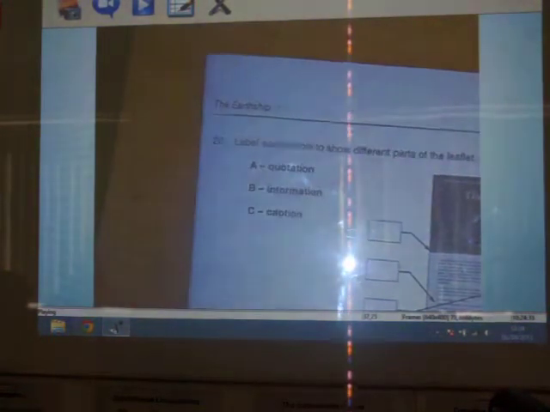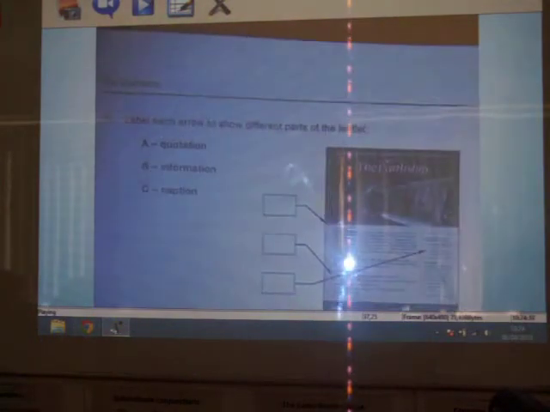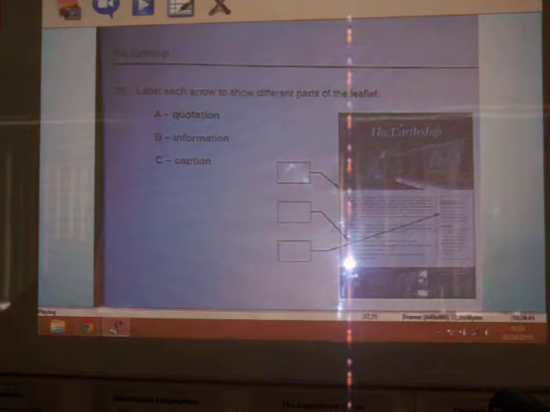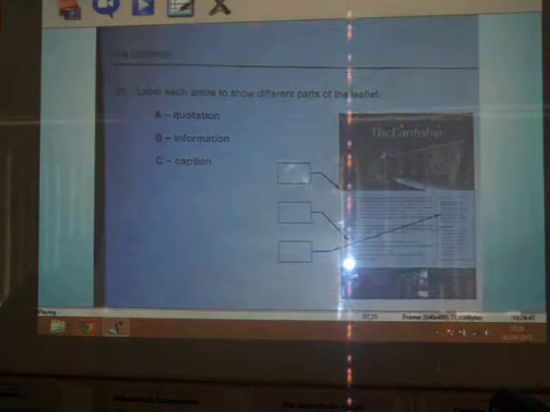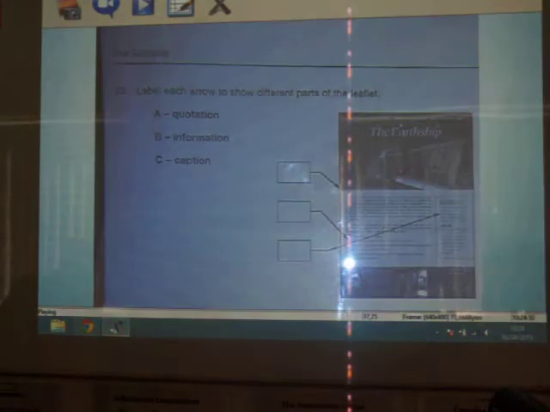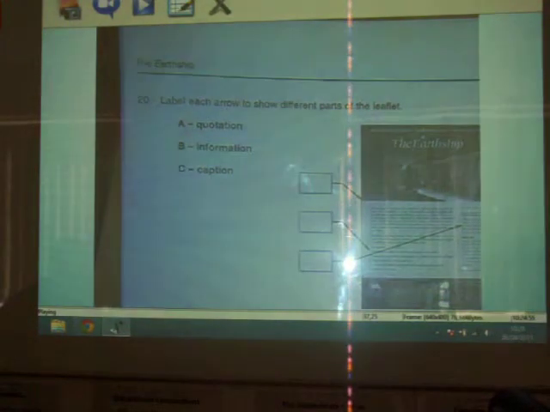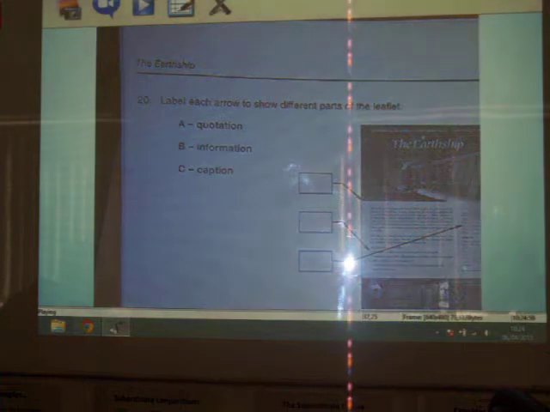Question number 20 goes, label each arrow to show different parts of the leaflet. A quotation, B information, C caption. Okay, this should be nice and straightforward. Mr. Yusuf, I'll give you the easy one. Quotation. Which part of that text? So if you look back at the original page they're referring to, which part of that is, so for example, what is this? They're asking you what is that and what is this. So I'm asking you which one of these, this part or that part, is a quotation. Which one? The caption where it says, a builder said.